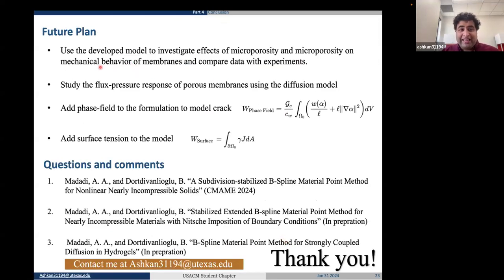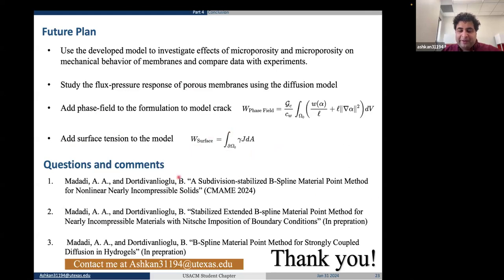Okay, as a future plan, we want to use the developed model to investigate the effects of microporosity and macroporosity on the mechanical behavior of membranes and compare data with experiments. Study the flux pressure response of porous membranes using the diffusion model, which is a very important property of membranes in the transport field. And we want to add a phase field to the formulation to model cracks using this energy functional, which adds another field L to the system, and also add surface tension to the model.